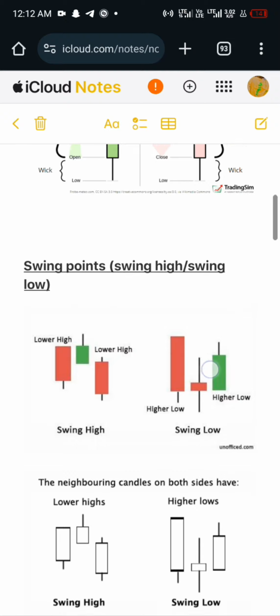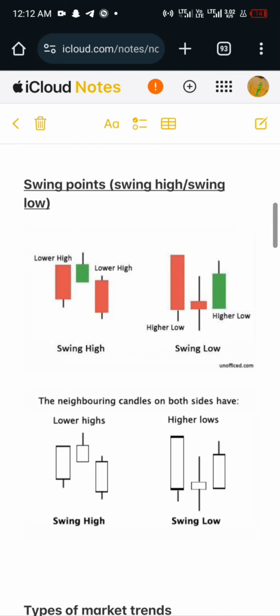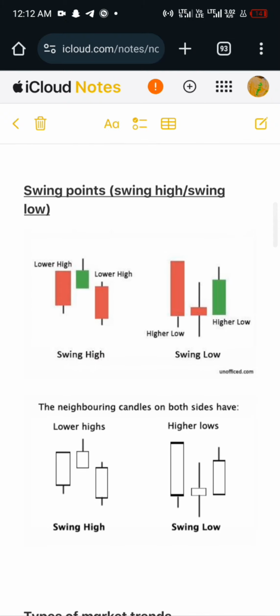Now, the point of this video is what I'm about to touch on now: swing points. When dealing with price, we need to know this basic concept of defining our candlesticks.